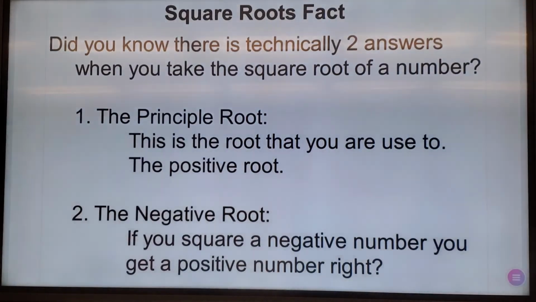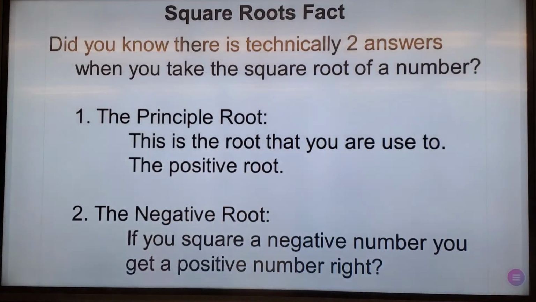Square root facts. Did you know that there is actually technically two answers when you take the square root of a number? The first one is what you are typical and familiar with. That is called the principal root. That is the root that you are used to, and it's the positive one. So if I take the square root of 4, I'm just going to have 2.